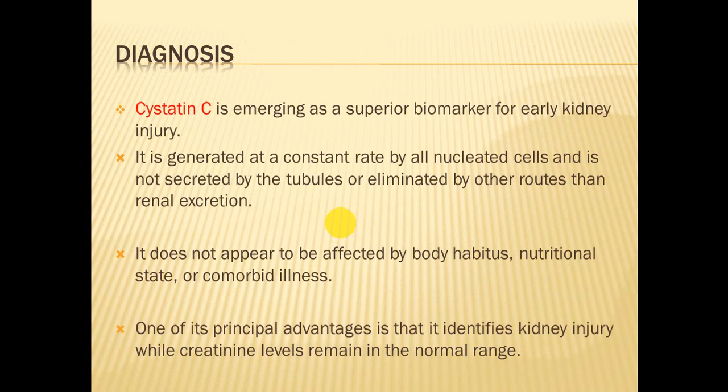What about cystatin C? Cystatin C is a substance that cannot be secreted or metabolized by the kidney. So it is a superior biomarker for early kidney injury. It is generated at a constant rate by all nucleated cells, not secreted by tubules or eliminated by routes other than renal excretion. So it does not appear to be affected by body habitus or nutritional status or comorbid disease. One of its principal advantages is that it can identify kidney injury while the creatinine level remains in the normal range. This is from early kidney injury.